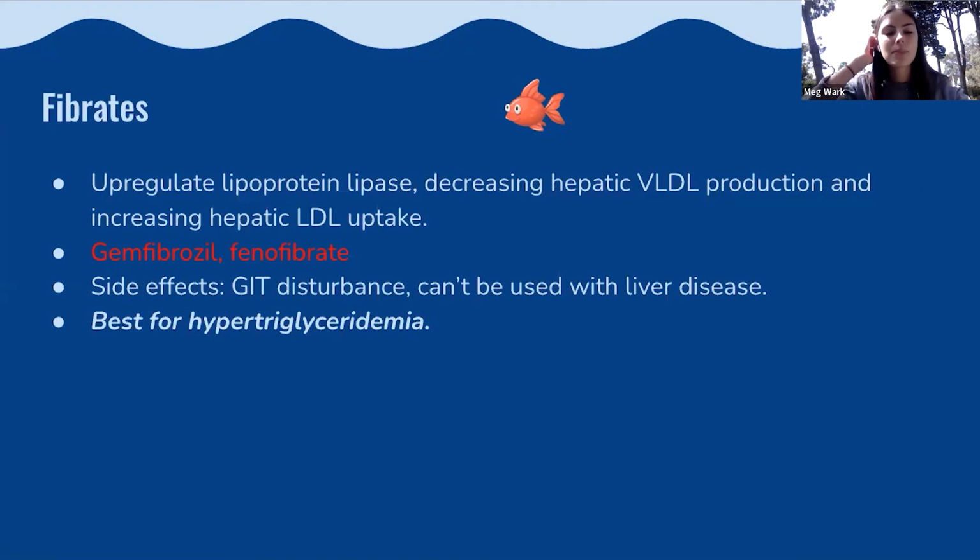So these are fibrates. They upregulate lipoprotein lipase, which decreases hepatic very low density lipoprotein production and increases hepatic LDL uptake. The examples are gemfibrozil or fenofibrate. So again, they've got fib in there. Side effects are pretty much the same, GIT disturbance, and they can't be used with liver disease because the liver is important for the metabolism. And these ones are better for treating hypertriglyceridemia.